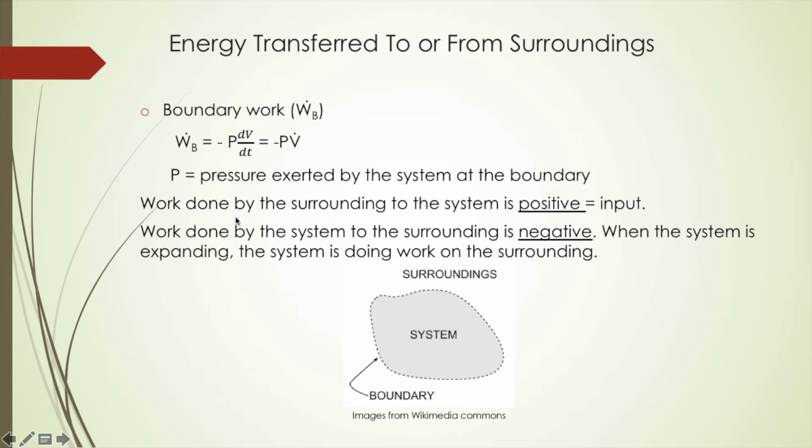When the work is done by the surrounding on the system, causing the volume to decrease or compress the system, in this way, dV is negative. Negative times negative is positive. Then we have a positive work that is input caused from the surrounding on the system. That's how this negative sign in the boundary work works.